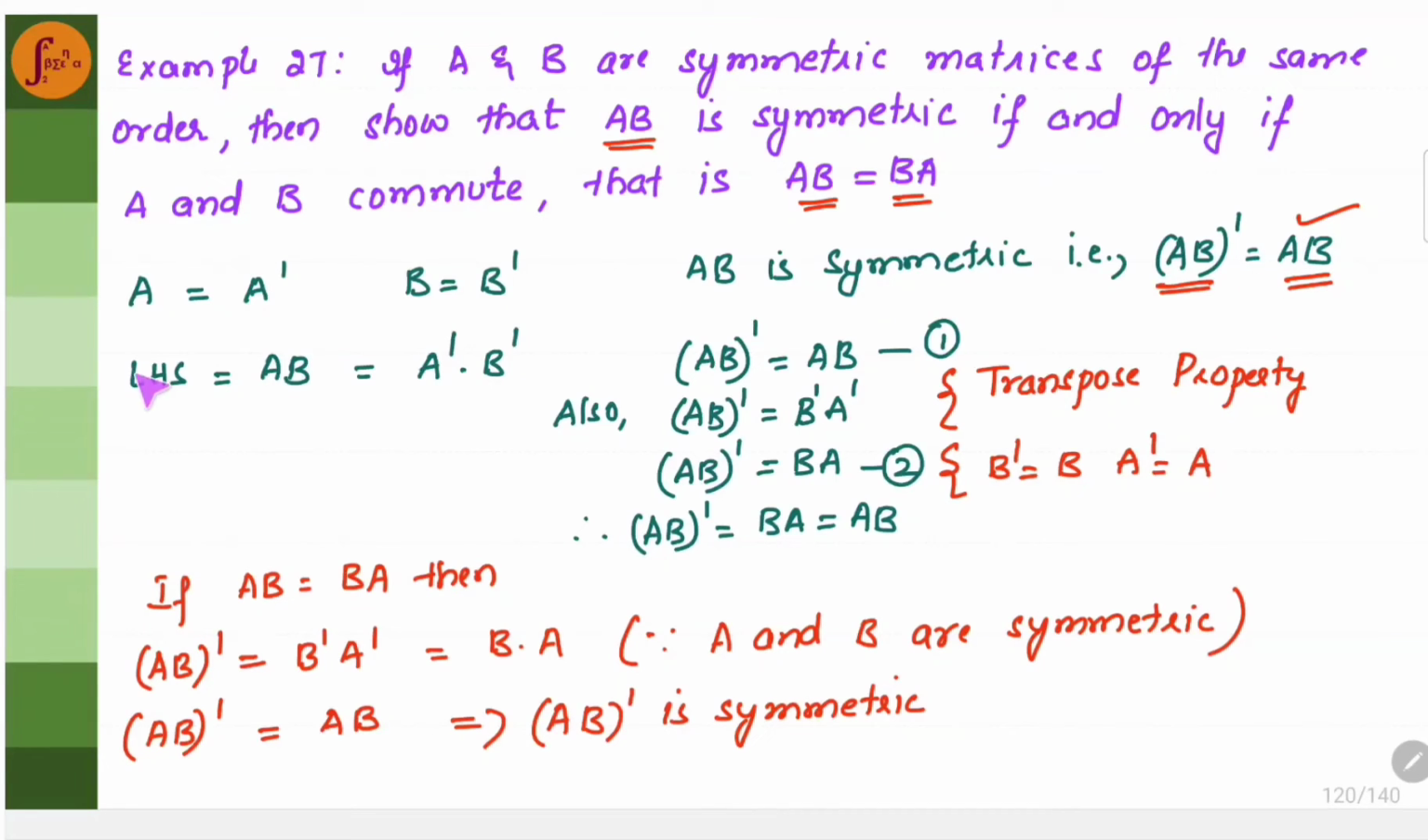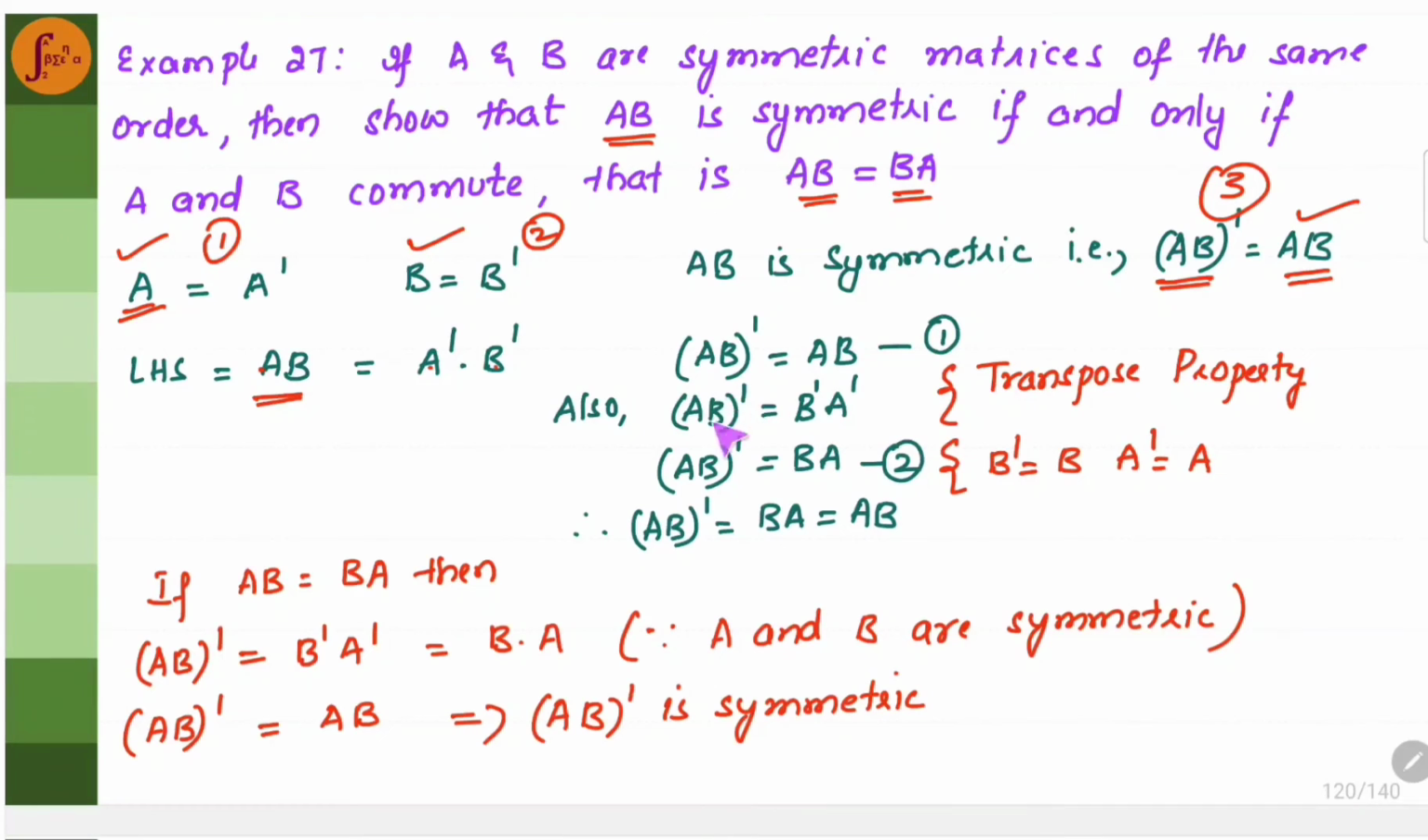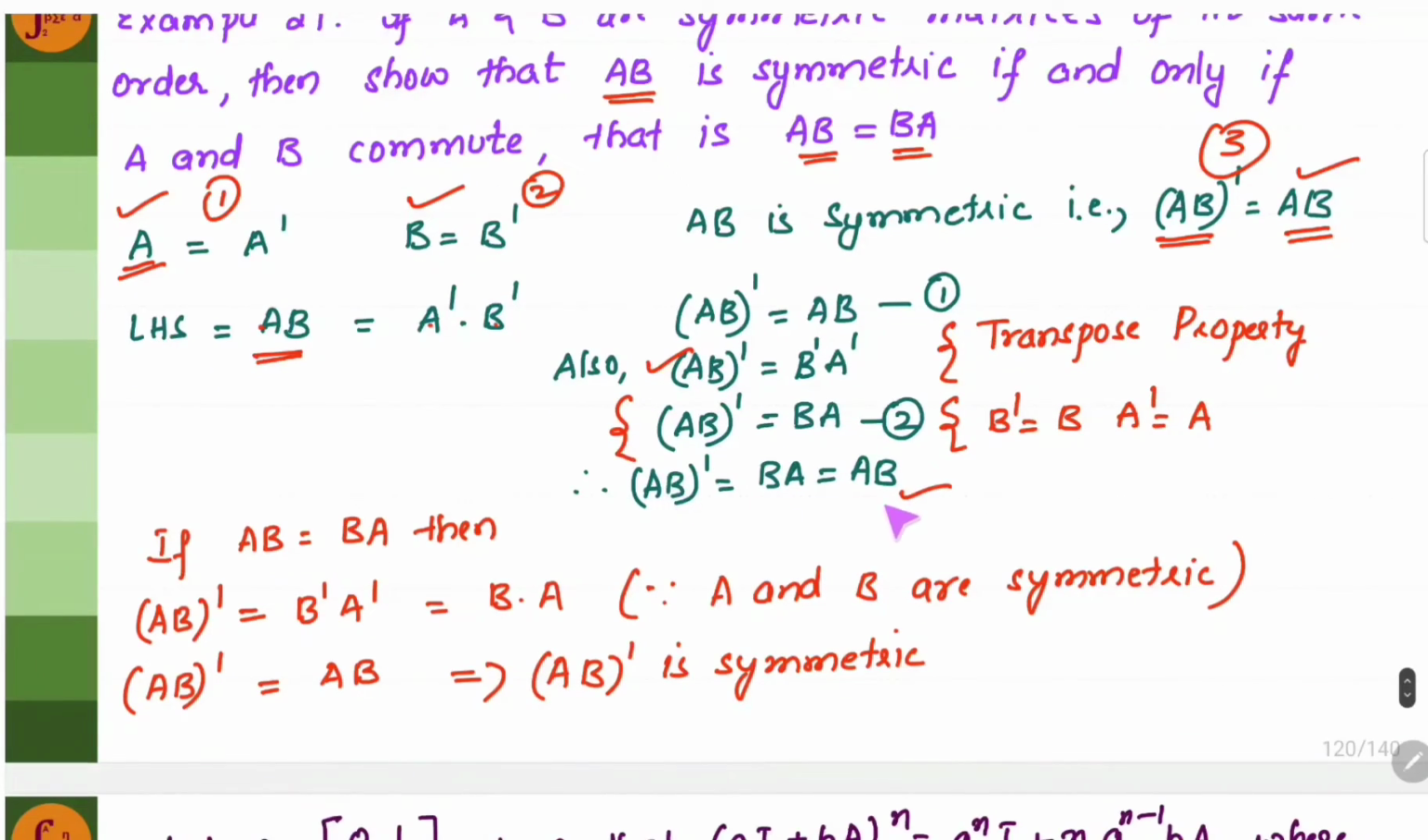Start from here. It's also stated that A and B are symmetric matrices. If A is a symmetric matrix, then A transpose is equal to A. If B is a symmetric matrix, then B transpose is equal to B. Now, with all these three conditions, we have to prove that AB is symmetric. You start with AB transpose, then you ensure that you get AB as the final result.